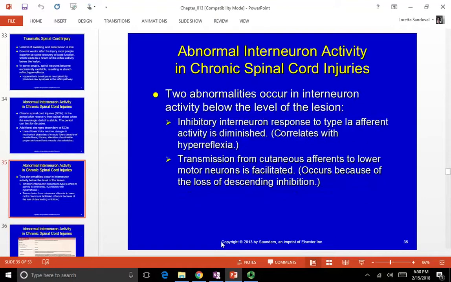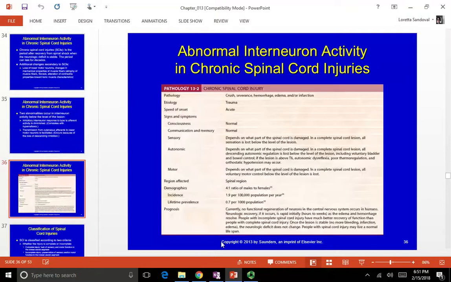And two abnormalities in the interneuron activity can occur below the level of the lesion. You can get an inhibitory interneuron response to type 1A afferent activity, so that correlates with the hyperreflexia. Transmission from cutaneous afferents to lower motor neurons is facilitated, and that occurs because of loss of descending inhibition. So it's not just the fact that you have that vertical tract dysfunction, you also have some abnormal interneuron activity with a spinal cord injury.